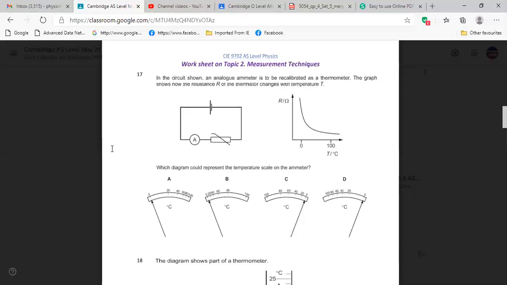This B. It will be B, Bangladesh. Yes, sir. Your graph is showing you temperature, right? Temperature and resistance, isn't it? Yes, sir.